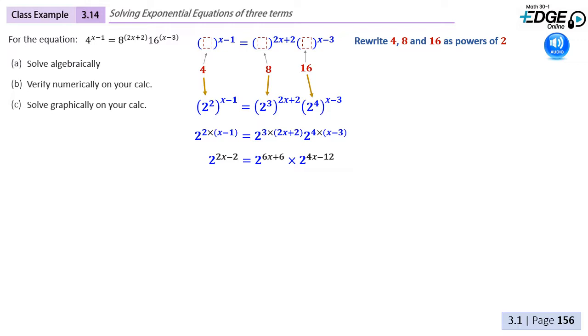Notice the right side of the equation. We have 2 to the power of 6x plus 6 multiplied by 2 to the power of 4x minus 12. This is a multiplication of two powers with the same base. Let's try to recall our exponent laws. If we had a to the x times a to the y, what operation would we perform on those exponents?